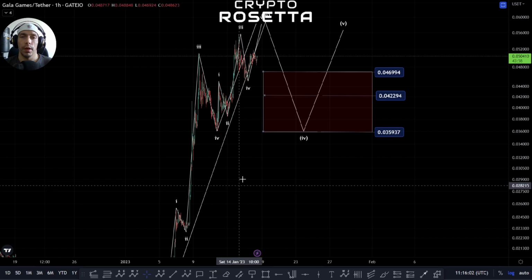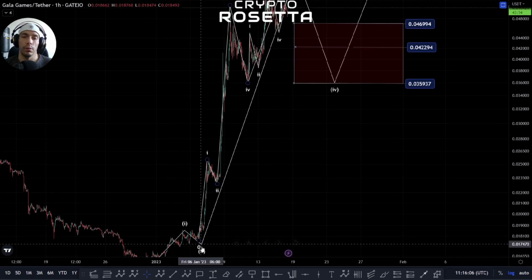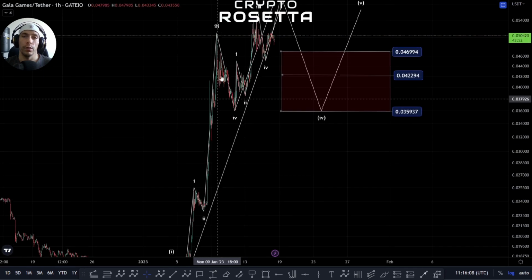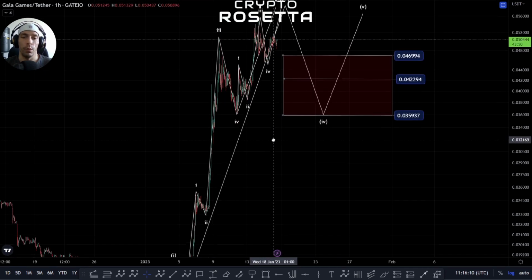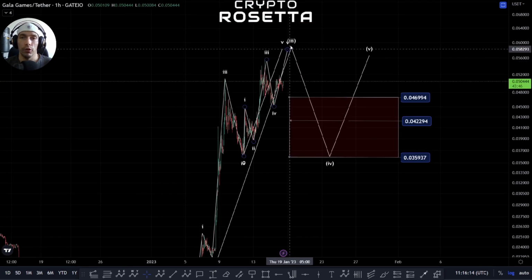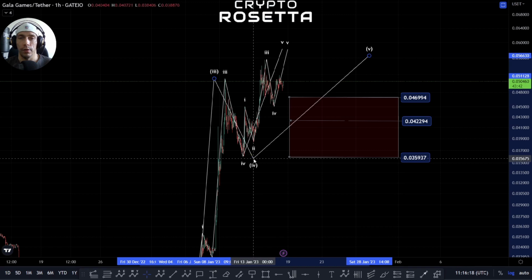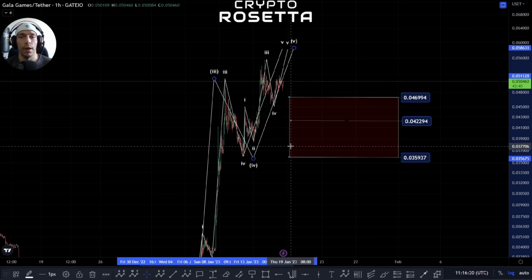So we can count this in a few ways, like I said. We can either count it that this is a 1, 2 here, and then we're still within this fifth wave, or alternatively we can count it as a 1, 2, 3, 4, 5, in which case our third wave for this bigger move is actually here. This is our fourth and this is our fifth.